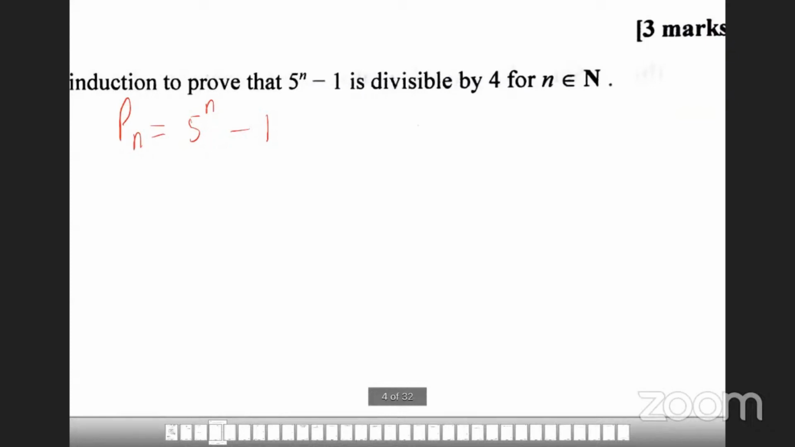So first thing first, we need to let n equal to 1. So that'll be what? 5 to the 1 minus 4, which is 4, right? Which is technically 4 by 1, right?